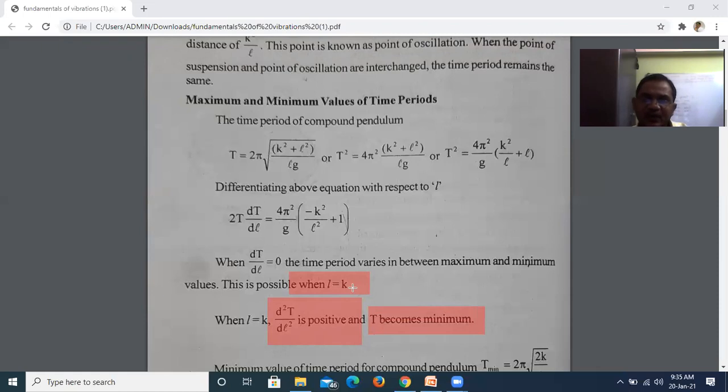When small l equal to k, dT by dl equal to 0, d square T by dl square is positive and capital T becomes minimum.